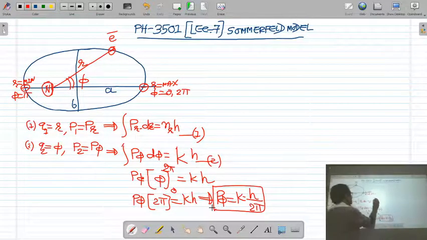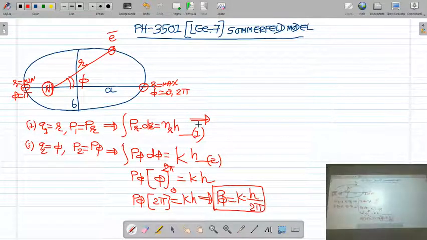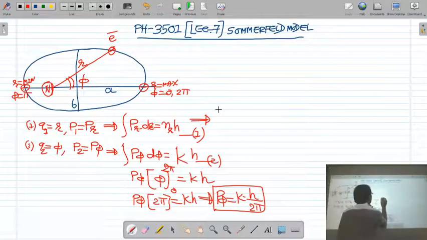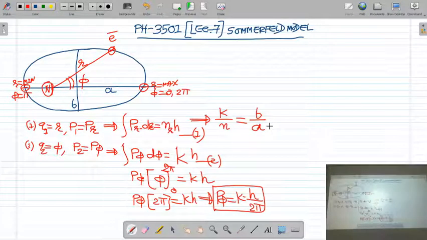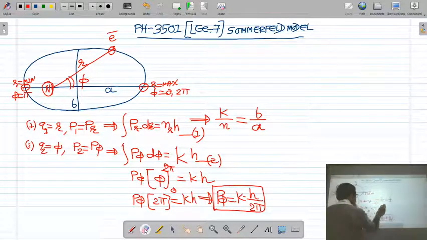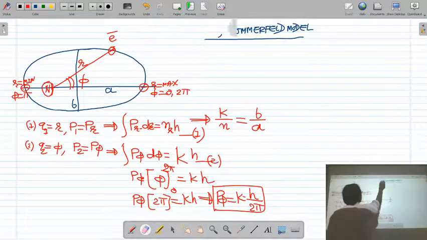From the first integral, PRDR is equal to NRH. We got one condition: k upon n is equal to b upon a. That is the quantum condition for the elliptical orbit of the electron.